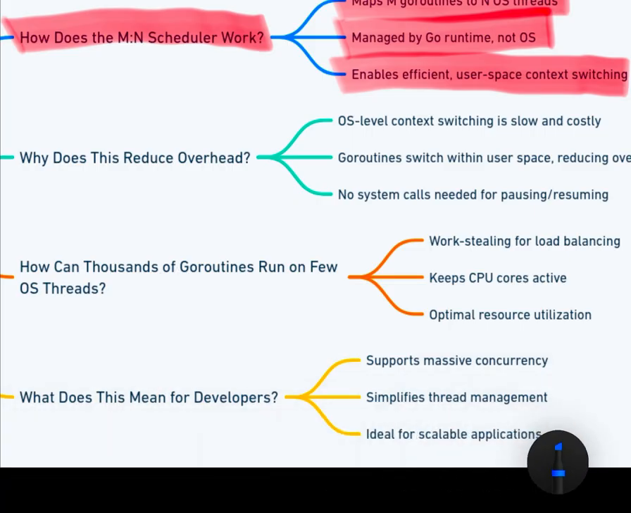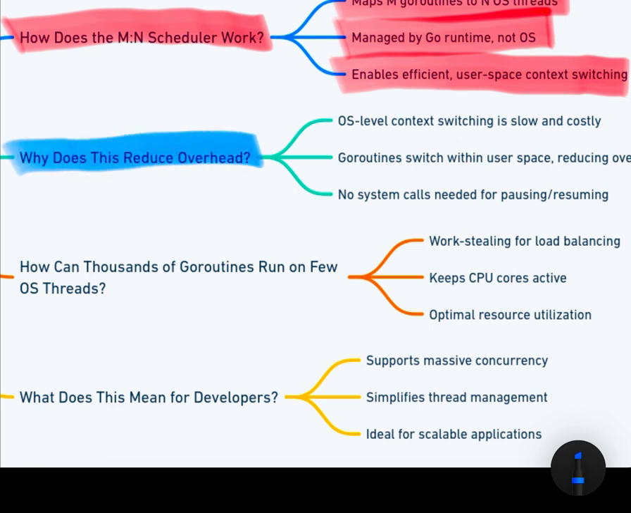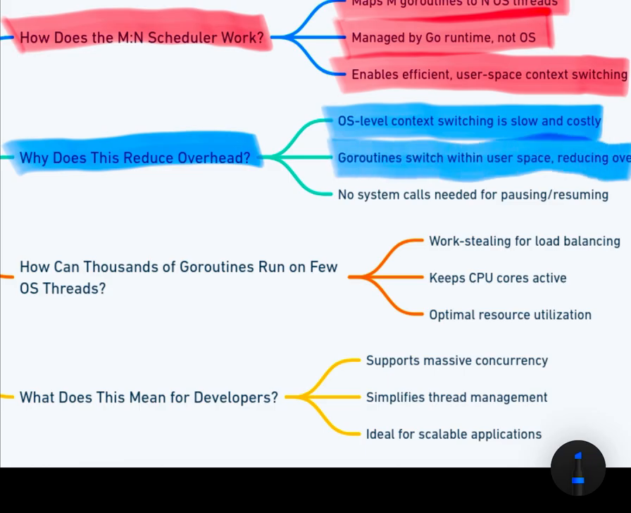Why does this reduce overhead? OS threads require kernel intervention for creation, management, and switching, leading to system calls and context switching delays. By contrast, Goroutines switch in user space. When a Goroutine needs to yield control or wait for I/O, the Go runtime can pause it without any system calls, maintaining the context internally and resuming it later. This minimizes the heavy lifting typically managed by the OS and makes context switching nearly instantaneous.